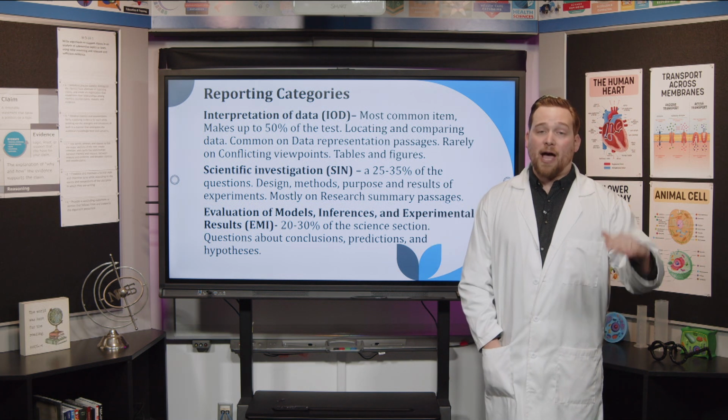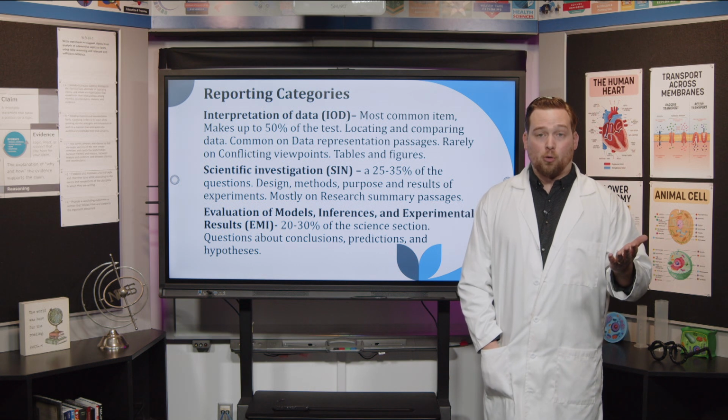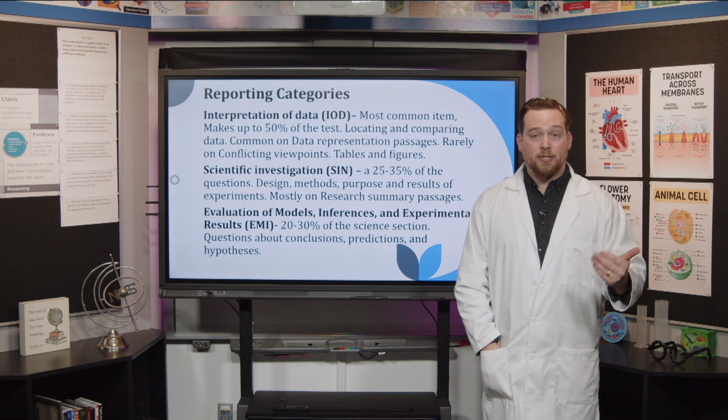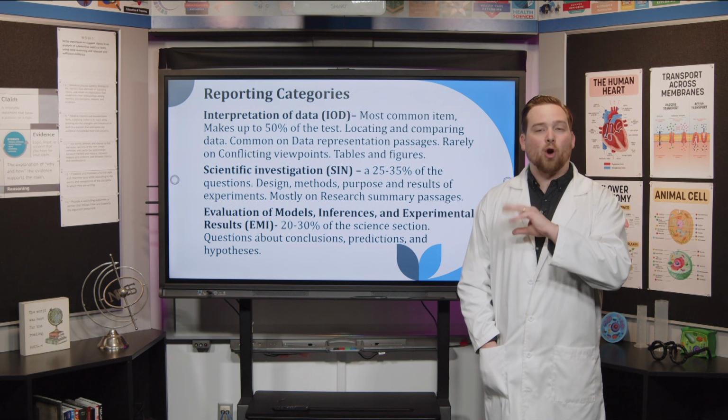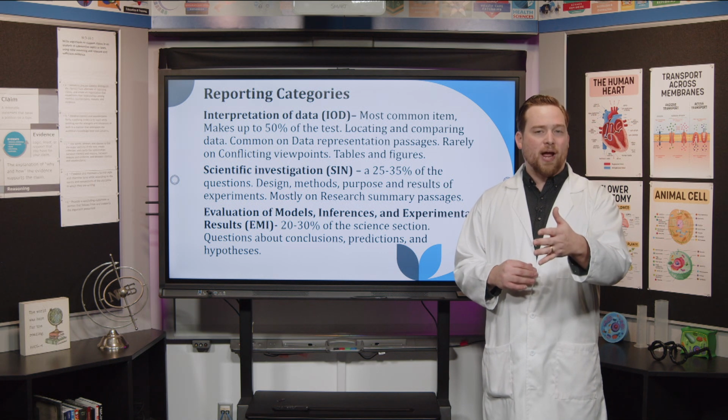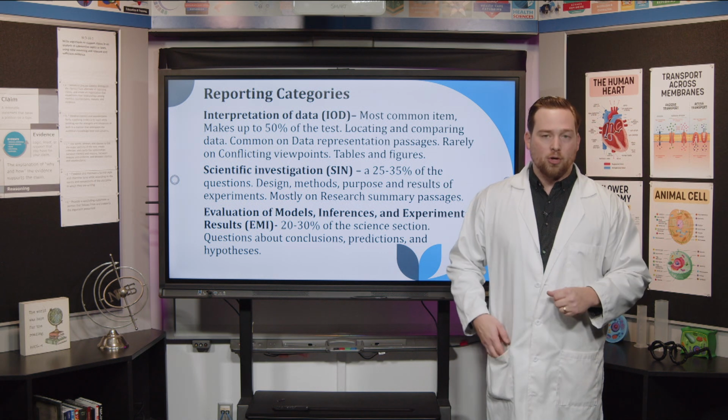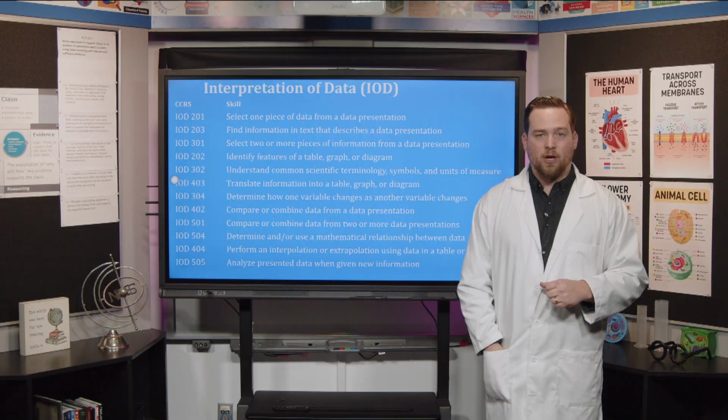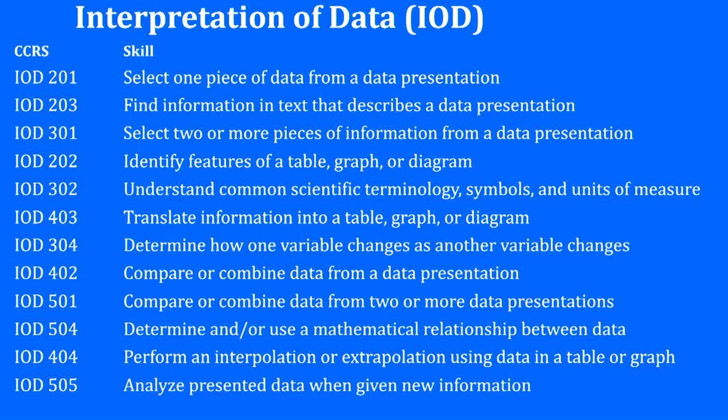So these are the three different reporting categories or the three types of questions, and now I wanted to look at the breakdown, what the easy questions are asking you to do, and then what the more difficult questions are asking you to do. So first of all, let's look at the interpretation of data. You can see that although this is just one reporting category, there's a lot of different skills that it's testing. I won't read every single one of them off to you, but I did want to read some of the easier ones and some of the harder ones.